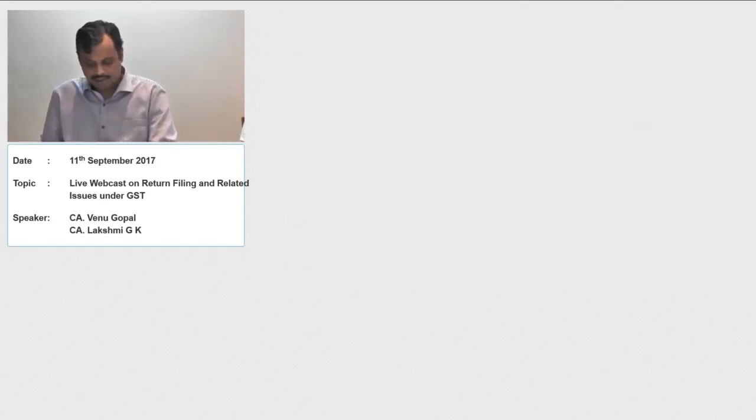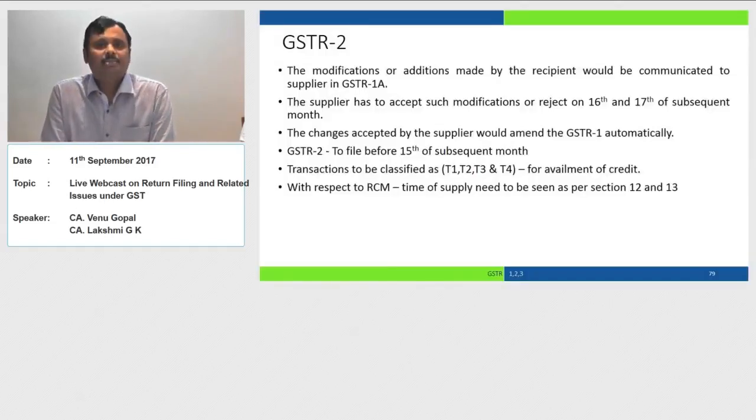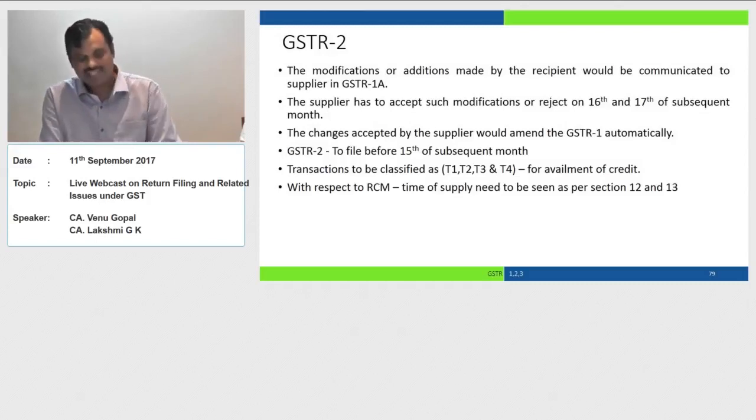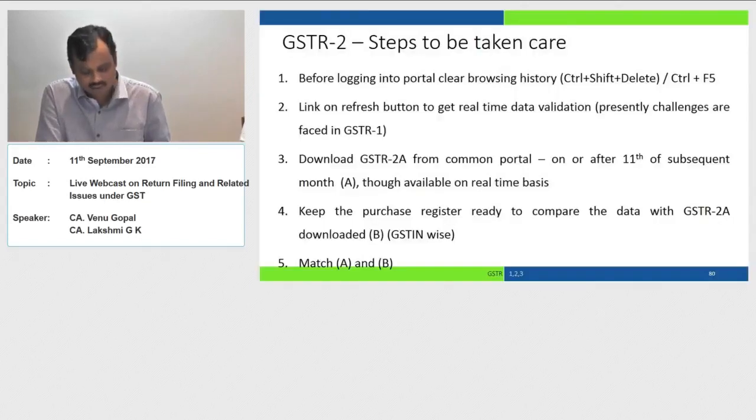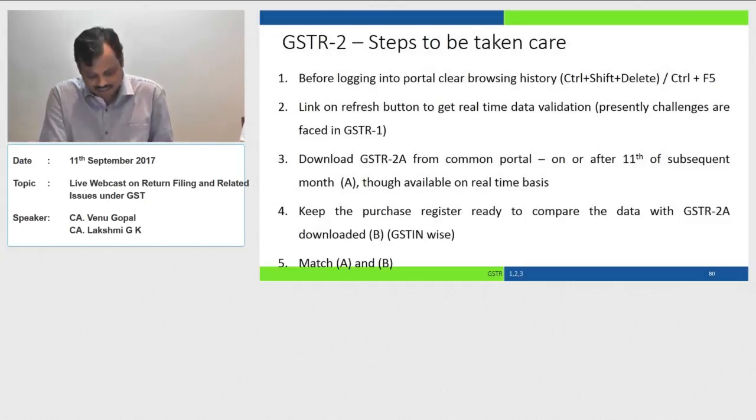Now, slide 79. Every item in your purchases, which is your inward supply register, you would be classifying as T1, T2, T3, T4 for availment of your credit. You are marking them as eligible or not eligible. Apparently, when you see your GSTR2, you will not find these code words T1, T2, T3. I shall explain that in a while. This is an activity you have to exercise for each item appearing in your GSTR2A, to mark that credit as eligible or not eligible. This is your second exercise in GSTR2.